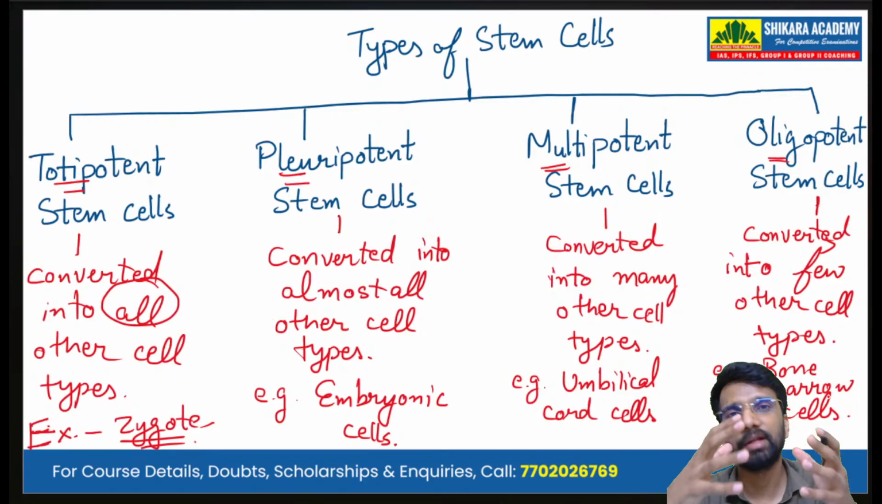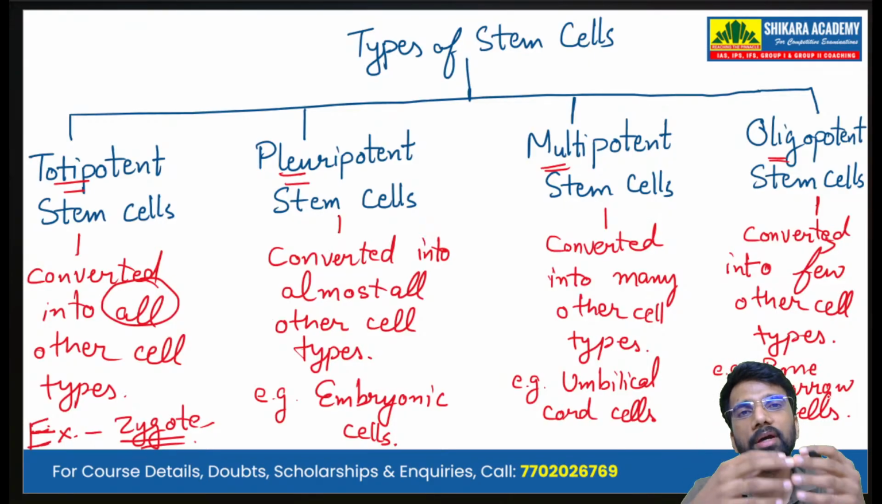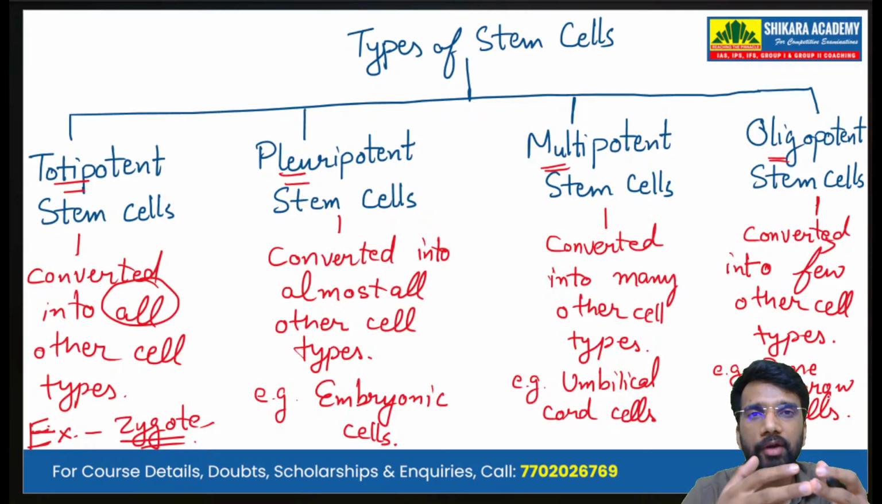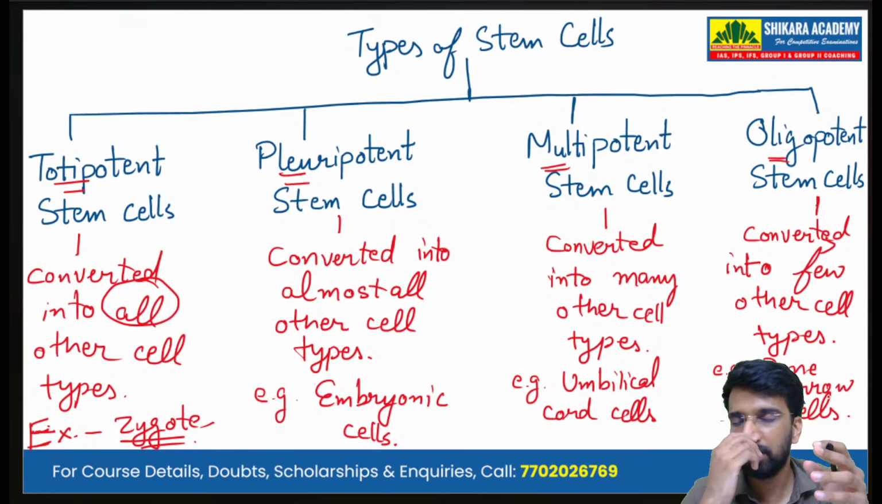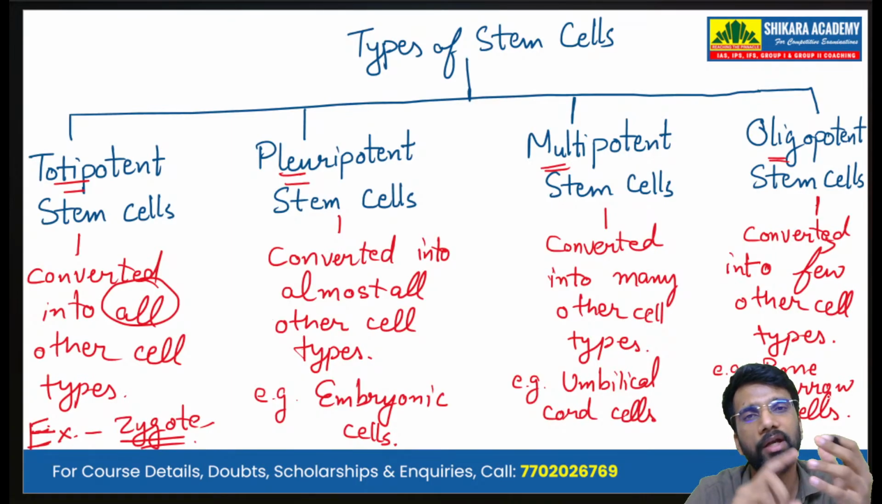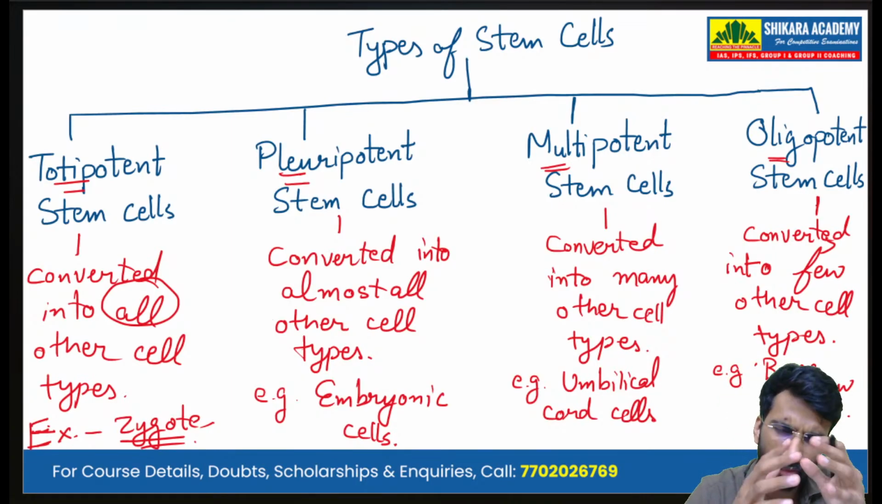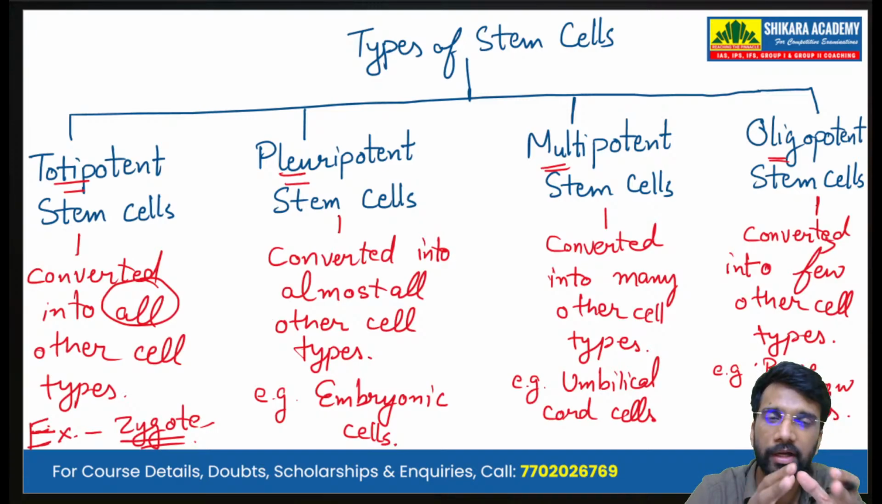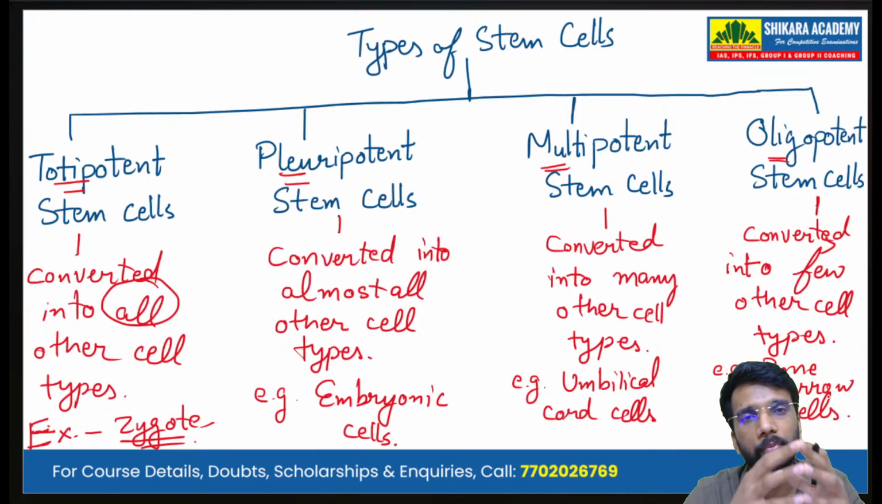So the bone marrow cells are the cells that can be converted into the different types of blood cells. So we know that the cells of the blood are produced in bone marrow. So the cells of bone marrow are the stem cells and can be converted into the different cell types. Okay. So it is only limited to a few cell types. That is why we call it the oligopotent stem cells.